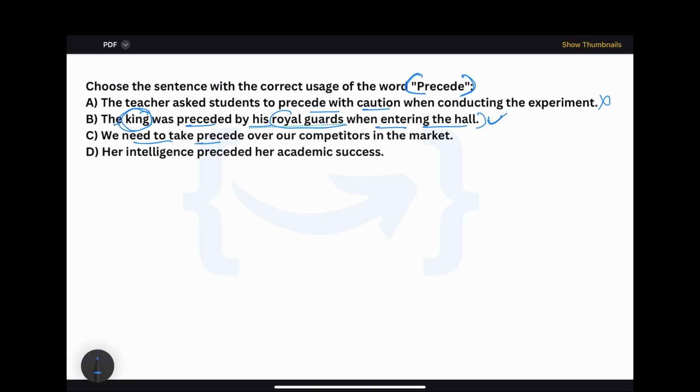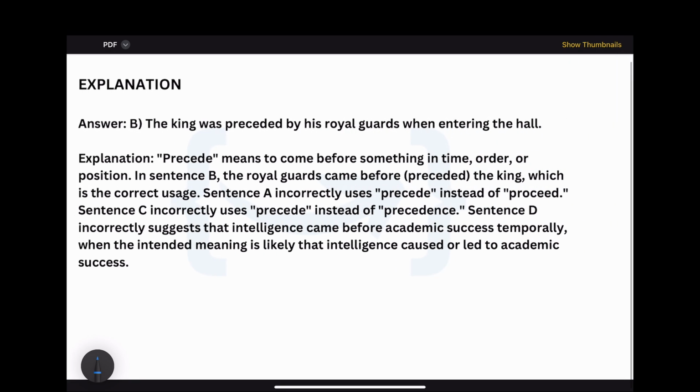We need to take precedence over our competitors in the market. We should not pity, we should go ahead. Her intelligence preceded her academic success. No, the right option would be B. And let me see. Yes, B makes sense.